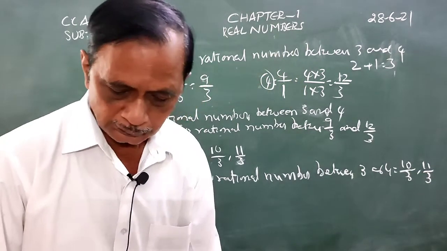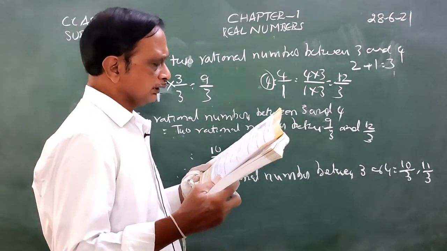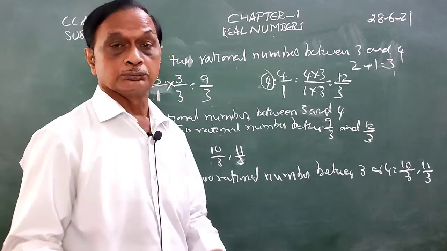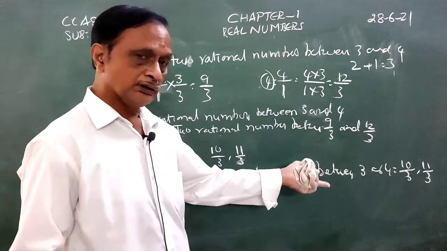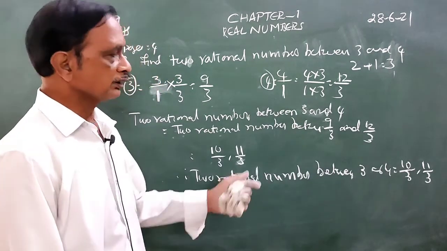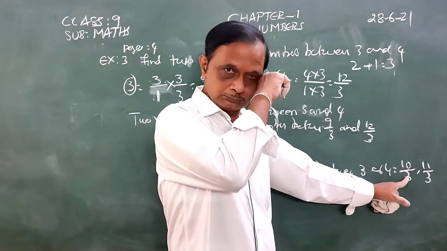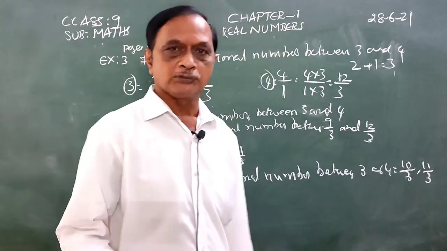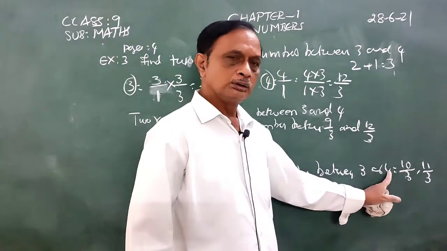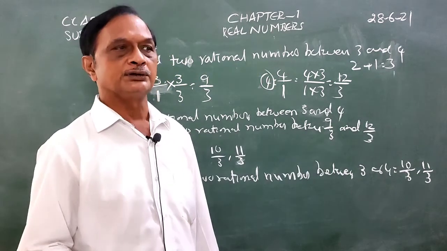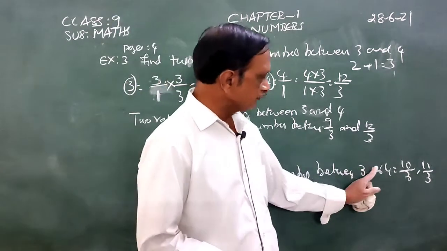So, in the mean method, we got another rational numbers. What are they? 13 by 4, 7 by 2. But here we got 10 by 3, 11 by 3. Both answers are same. 10 by 3 means what? If you convert it as mixed fraction, you get 3, 1 by 3, which lies between 3 and 4. 11 by 3 means what? 3, 2 by 3. Which lies between 3 and 4.